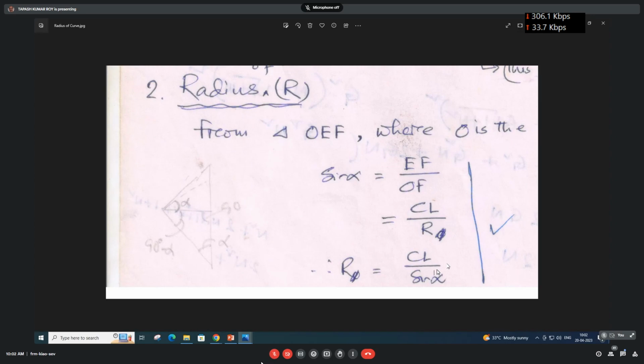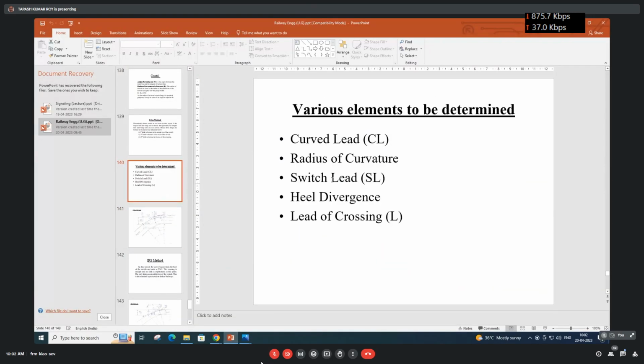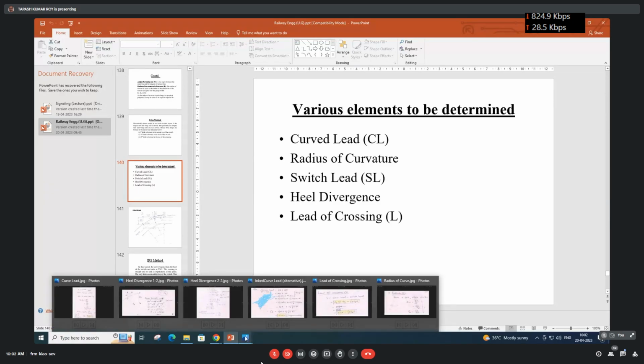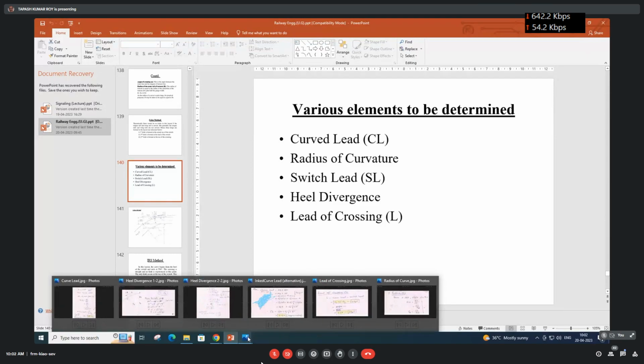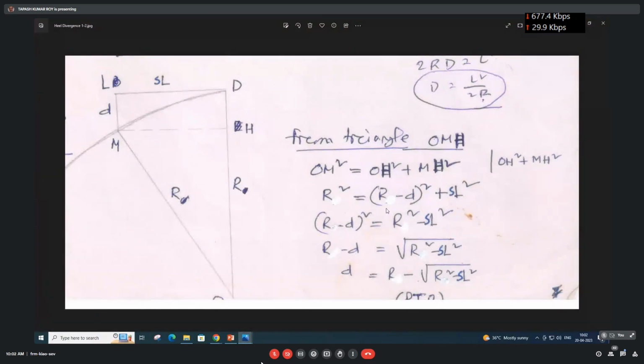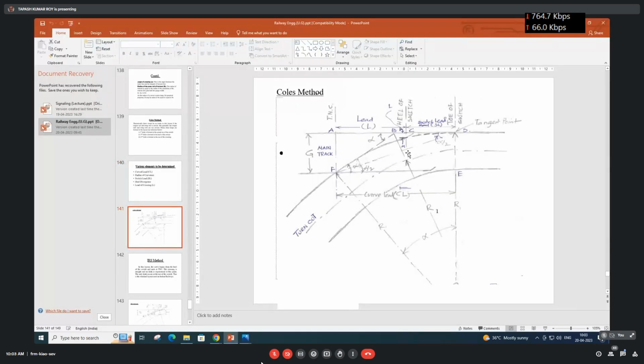Yes, sir. Okay. So next one is the Swiss lift. We have to find out the Swiss lift. Target divergence is okay. Now for determining the Swiss lid SL, it is essential to determine the heel divergence also, because both are interrelated. So again we come to the figure, then it will be clear to you. What is Swiss lid? This portion is the Swiss lid, and this is the heel divergence. So these are interrelated, the Swiss lid and heel divergence.